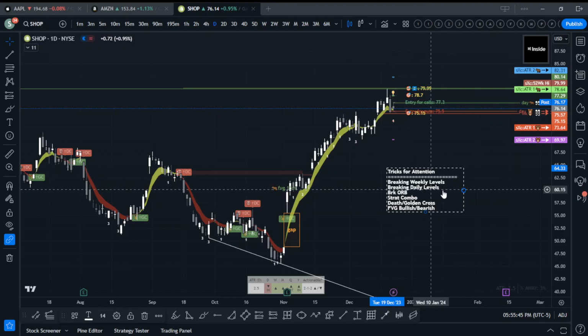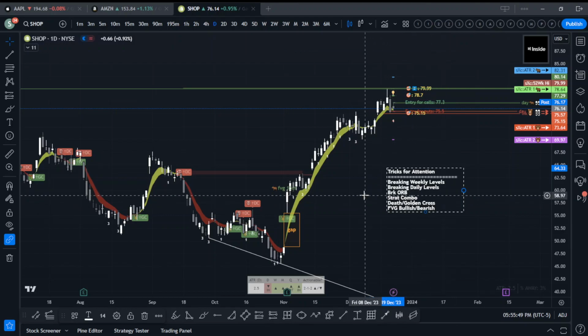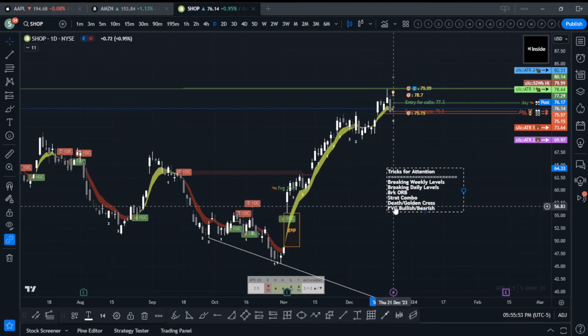So most likely it'll be hitting the ORB or the daily levels at the same time. It'll be doing a strat combination, and if it gaps up or gaps down, it'll definitely do a fair value gap, as well as a death cross or a golden cross.